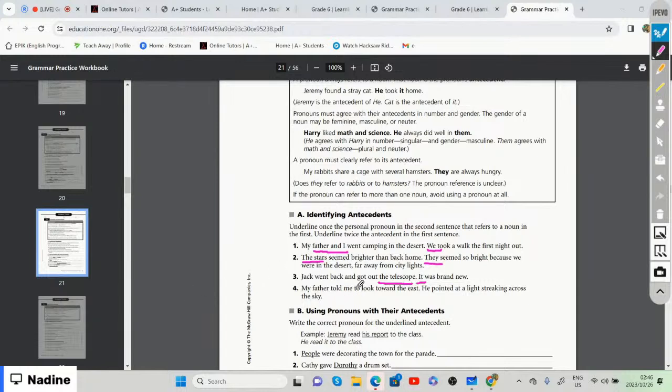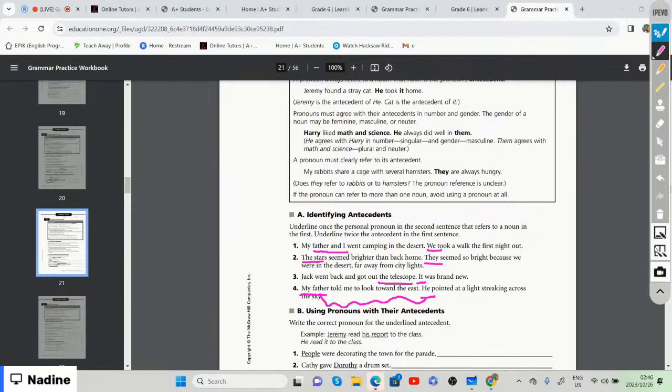And the last one, my father told me to look towards the east. He pointed at a light streaking across the sky. And then "he," being our pronoun, refers to my father. So "he" is our pronoun that refers to, represents, or agrees with my father.